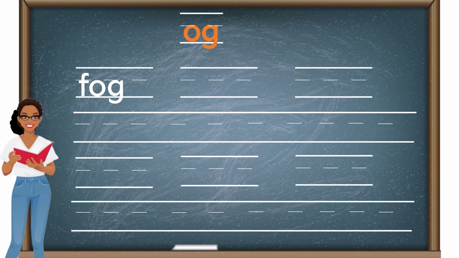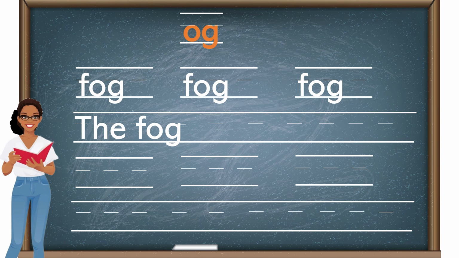Our next sight word from the OG sound list is fog. F-O-G. Fog. F-O-G. Fog. Let's spell it again. F-O-G. Fog. Let's use it in a sentence. The fog was thick. Fog.